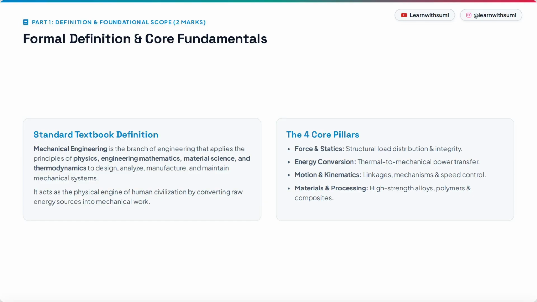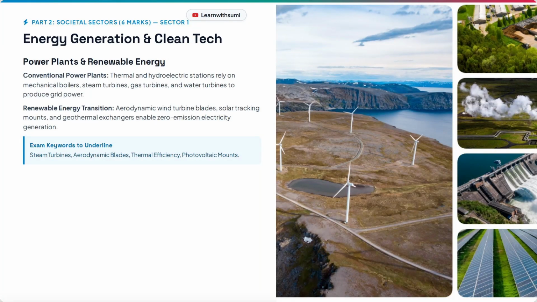Now we have sector 1. This is part 2, the 6 societal sectors. The first is energy generation. Whenever you charge your phone or turn on the AC, electricity comes from some power plant. What are the key terms here? First, boilers. A boiler is an enclosed metal container that boils water under extreme pressure to produce high energy steam.